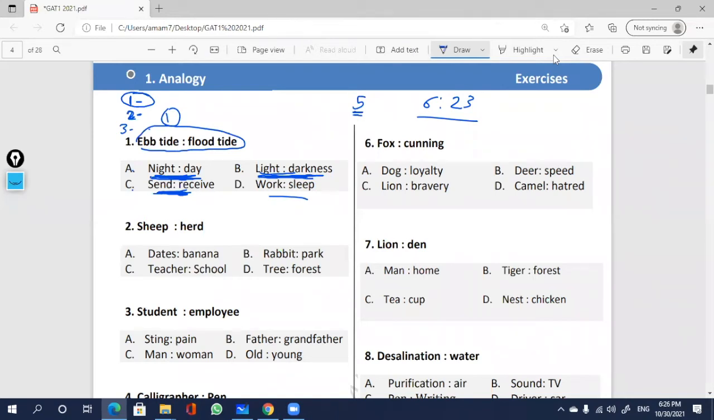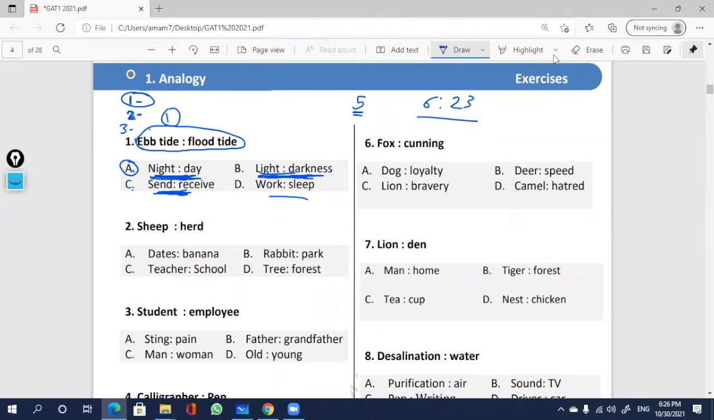Mshari said it's A. Yes, it's A, but why? Can you explain it, Mshari? Because I don't really understand what ebb means, but I saw it said tide at the end, and I saw it says flood tide as well. So I thought about it being in the same category. I looked at all the other ones, and the one that was closest, in the same category, was night and day. So I picked that. Excellent.